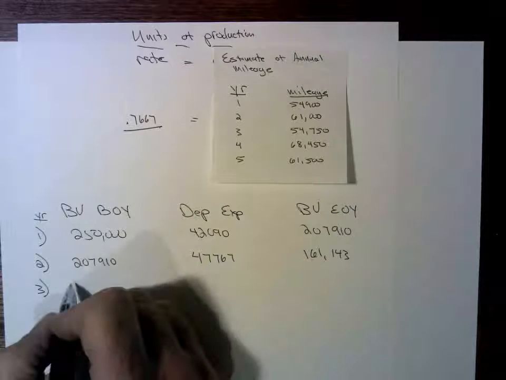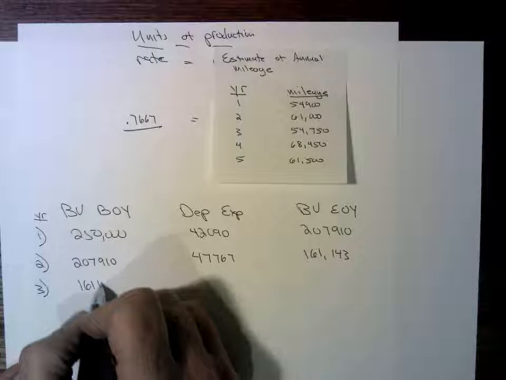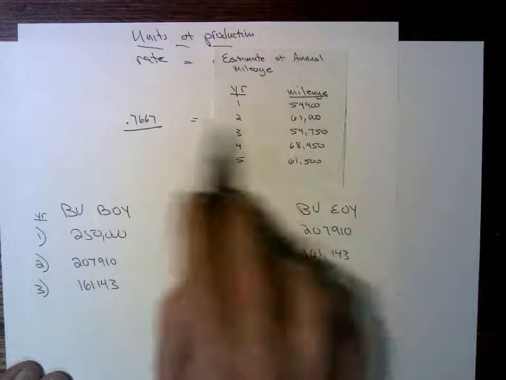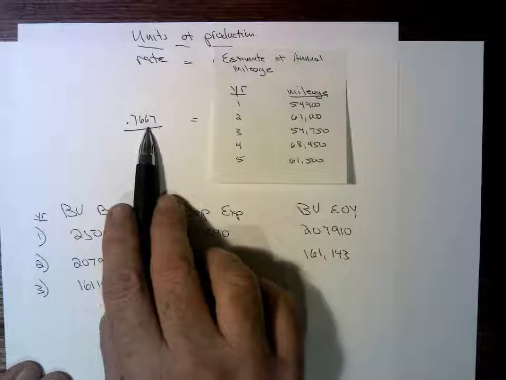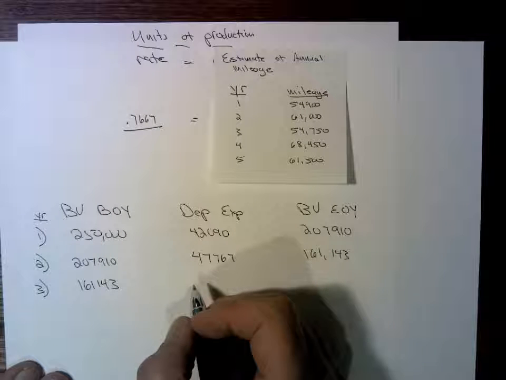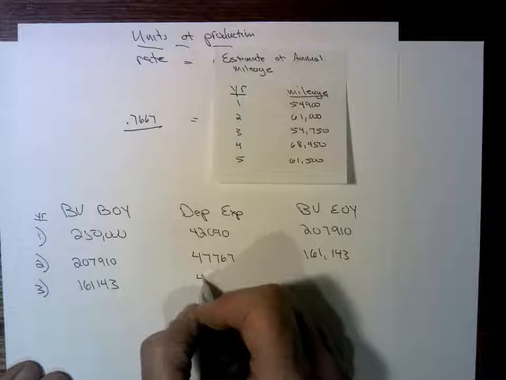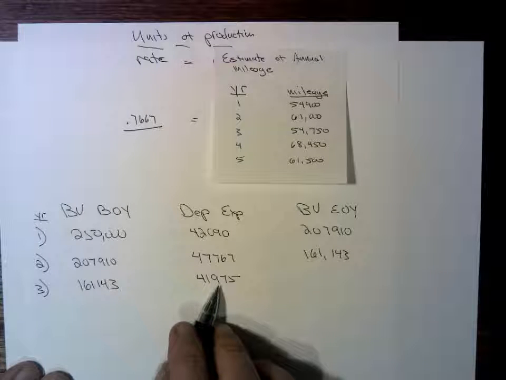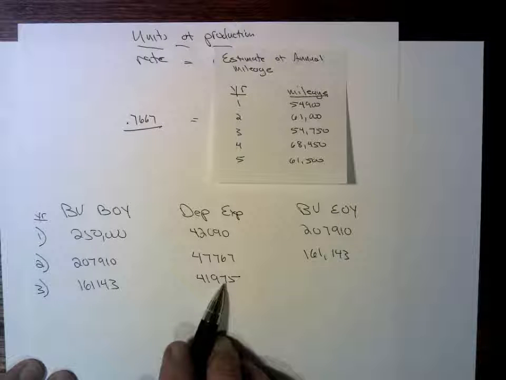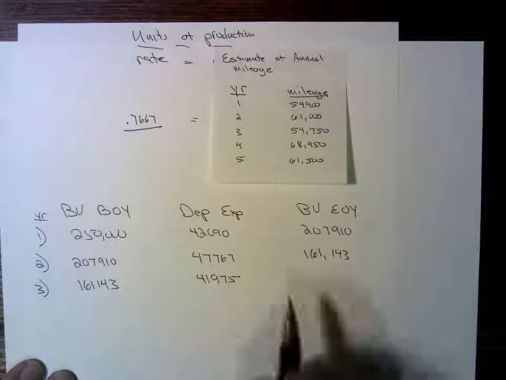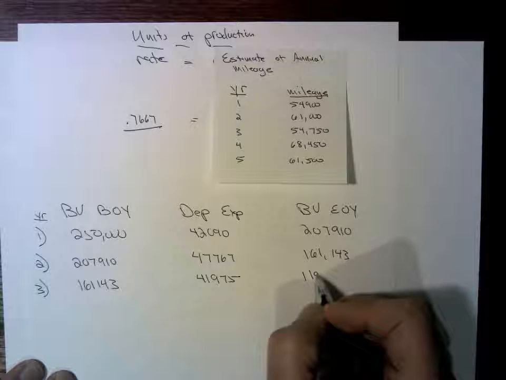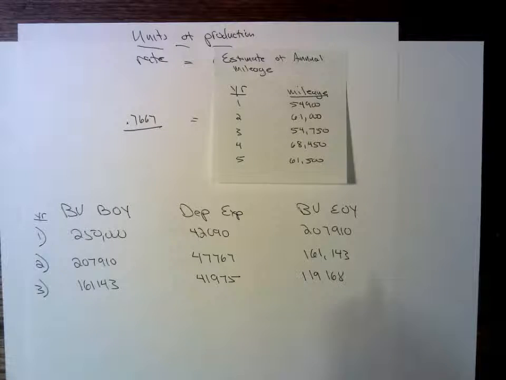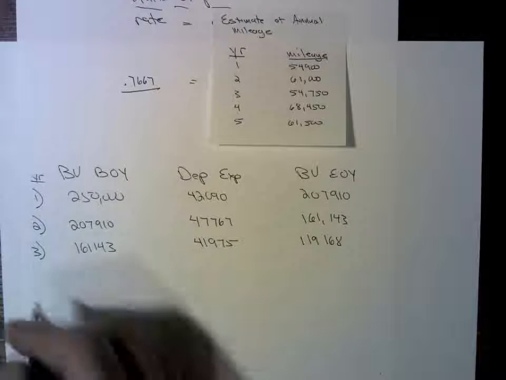We get to the third year. My beginning book value is my last year's ending book value. Third year is 54,750 miles times my rate of 0.7667. That's going to be 41,975. That's what I'm putting into the adjusting entry. And I get an ending book value of 119,168. Okay, there's all the way through the third year.